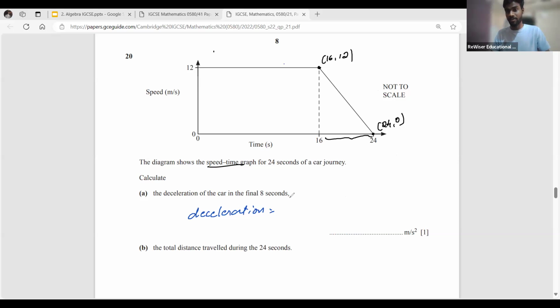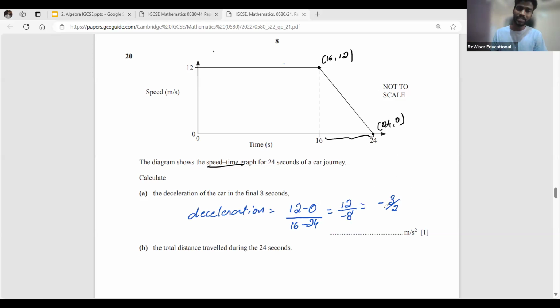It's y2 minus y1 over x2 minus x1. That's how we find the gradient. It's 12 minus 0 over 16 minus 24, which is nothing but 12 over negative 8, which is nothing but negative 3 by 2. The reason we say deceleration is that the acceleration is negative 3 by 2.